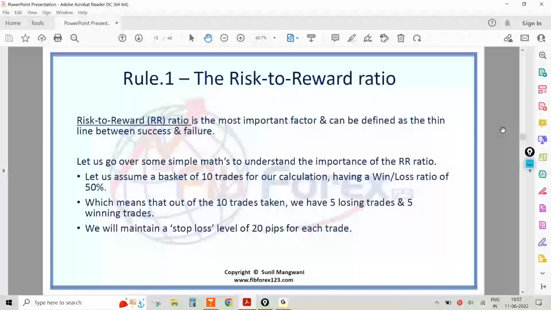Let's go over the risk to reward ratio. So, understanding the importance of risk to reward ratio vis-a-vis your win-loss ratio. Now, the risk to reward ratio, according to me, is one of the most important factors for your trading, and I define it as a thin line between success and failure. Let's go over some simple mathematics to understand the importance of this risk to reward ratio. Again, like I said, I will be sending a copy of these slides to you, so you have a copy of the slides, plus we are recording this session.